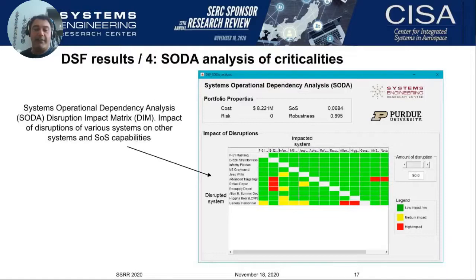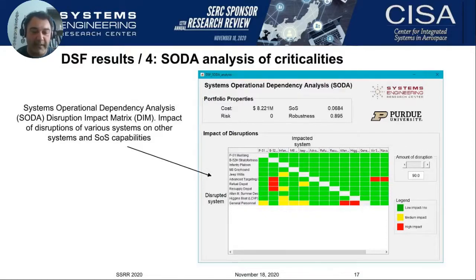And then we have our external analysis with tools that we developed in other Circ projects. For example, systems operational dependency analysis studies the operational criticalities. What you see here, this colored matrix, is called a disruption impact matrix. And what it shows with colors is, if we have failures or disruptions in various systems in our portfolio, which of them will cause the highest damage, which would be the red cells.